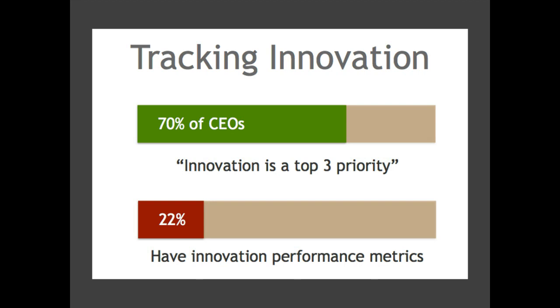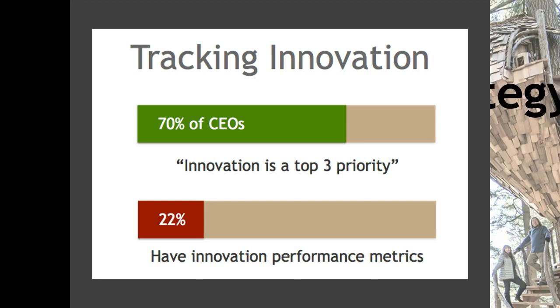And it turned out that 70% of CEOs said that innovation is a top priority. Innovation is a top 3 priority for our company. But then you ask them, well, how many of you are measuring innovation? It's your top priority. What are you doing about it? And it turns out that only 22% are actually measuring innovation in any way. So for 70% of CEOs, it's a priority. 22% are doing something about it in terms of analyzing the process.